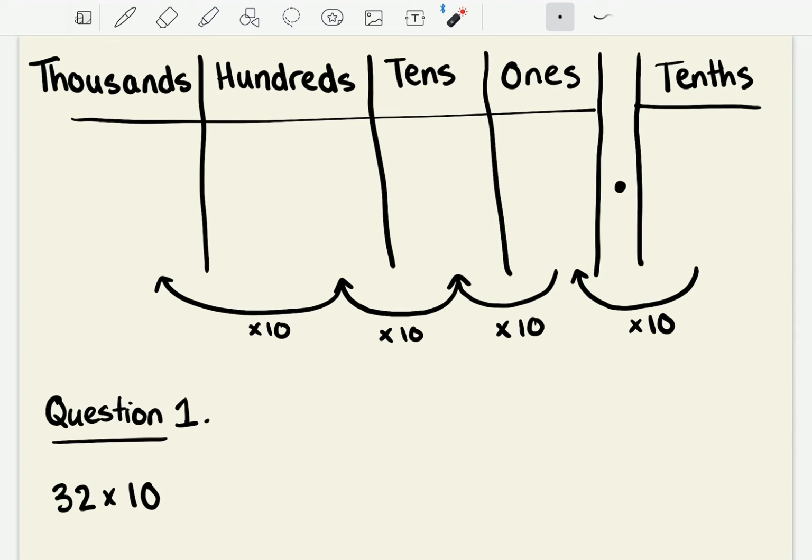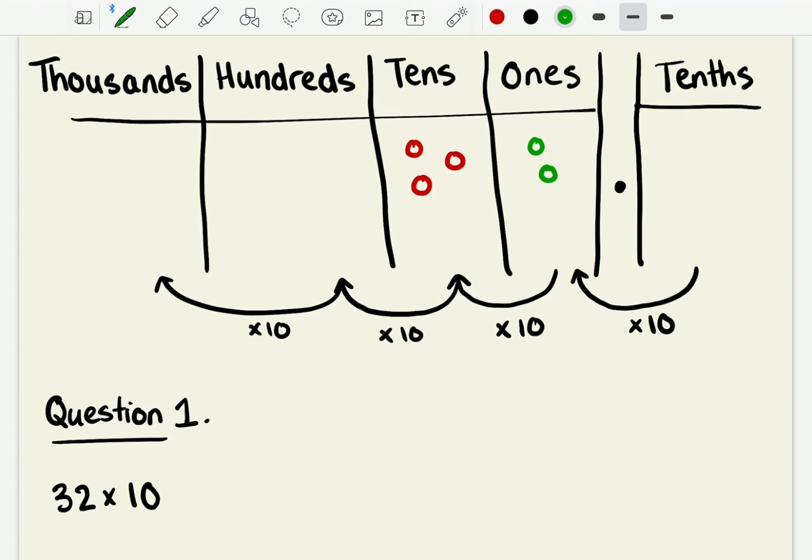And if you're moving to the right, in the opposite direction, so if we changed this arrow around and we were going from ones to tenths, then we'd be getting smaller by a factor of 10, so it would be divided by 10. So let's look at our question, 32 times 10. Let's pop that number in and we might just represent it with a picture. So 32, that's 3 tens. So let's say that the red is tens. 30, that's 3 lots of 10. And the 2, we've got 2 units as well, 32. So that's our 2 units.